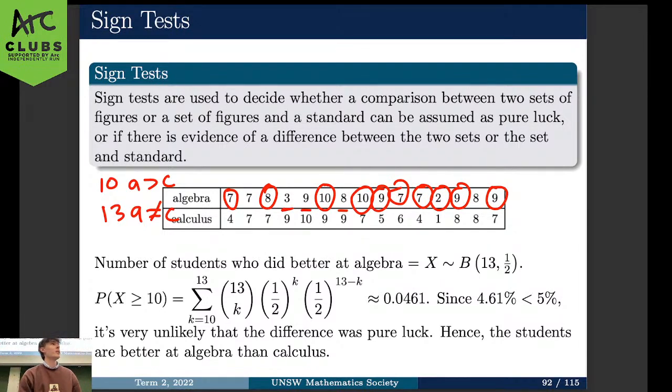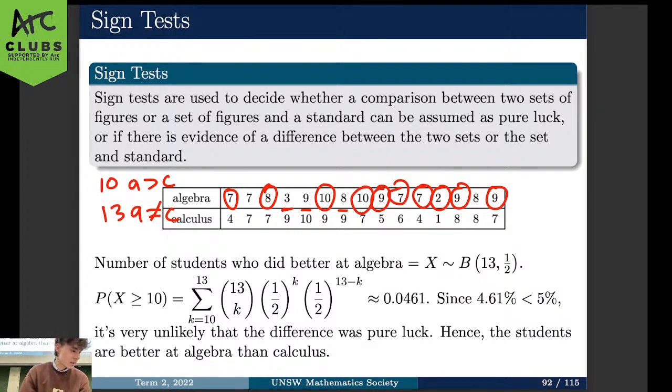And now the probability that algebra is greater than calculus 10 or more times, just expanding that out, is 0.0461. So there is a 4.61% chance of this, given that it's pure chance. And normally we take something called a significance level, 5% in this case. So wherever this probability of it being due to pure chance is less than 5%, we can say that this probability is small enough to conclude that no, it was not due to pure chance, and that algebra students are actually strictly better than the calculus students.